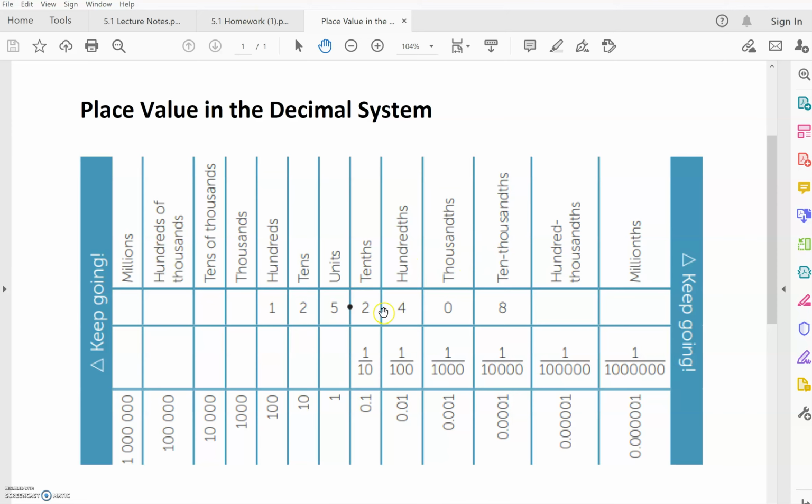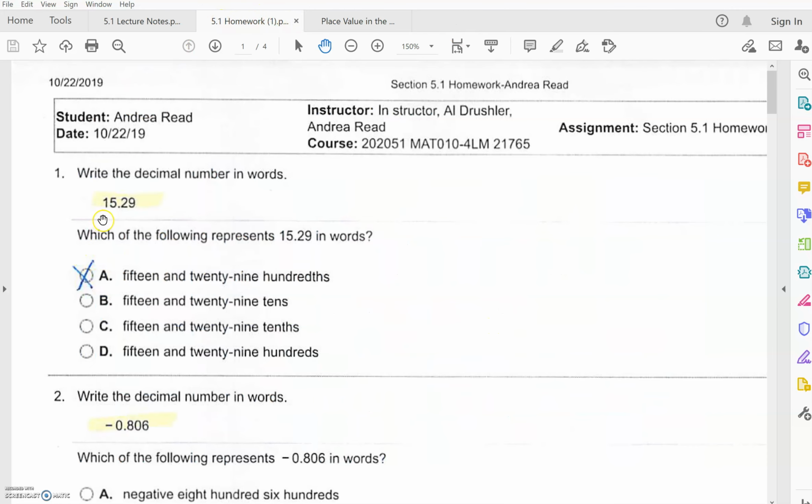So whenever you read these problems, the decimal place always takes the word and. So it would be 125 and 2408. So let me just kind of show you what I mean. For instance, write the decimal number in words. The first thing you're going to see is 15 point, that means you're going to look for the word 15 and. And you can see A through D all have 15 and.